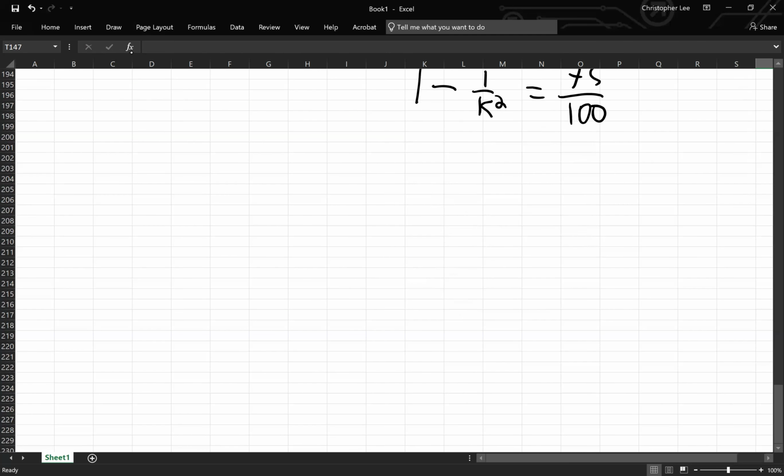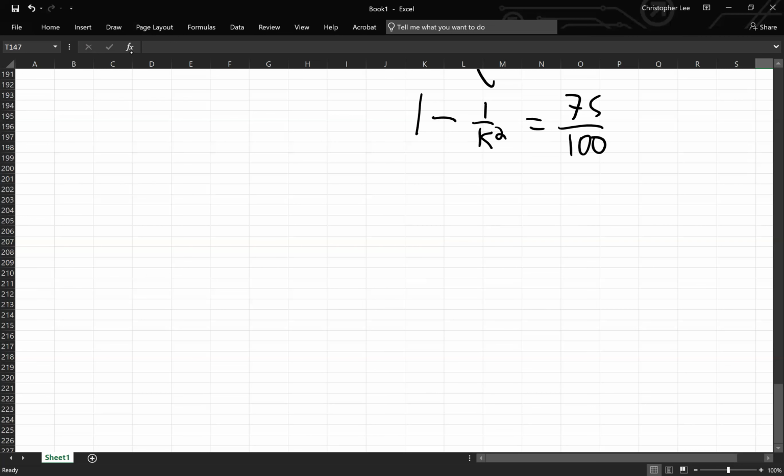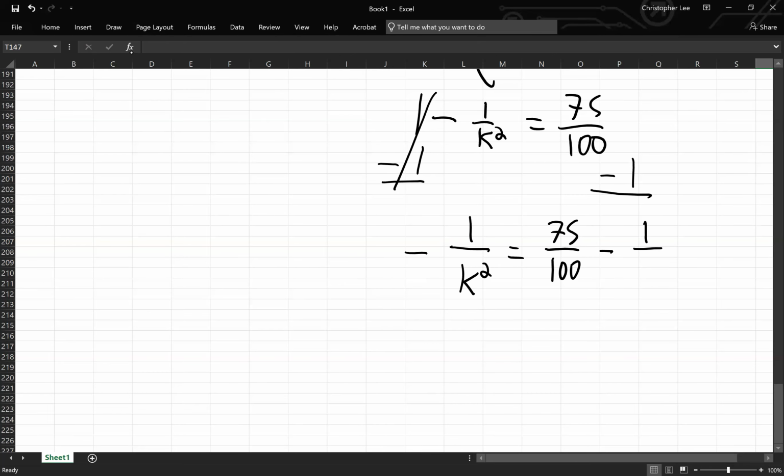Let me do something even more simple, right? Put all your numbers on one side and solve for K. Subtract 1 from over here. What do you do to one side? You do to the other. So now I have negative 1 over K squared is equal to 75 over 100 minus 1 over 1.